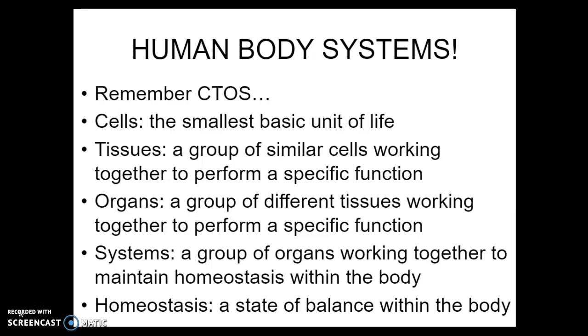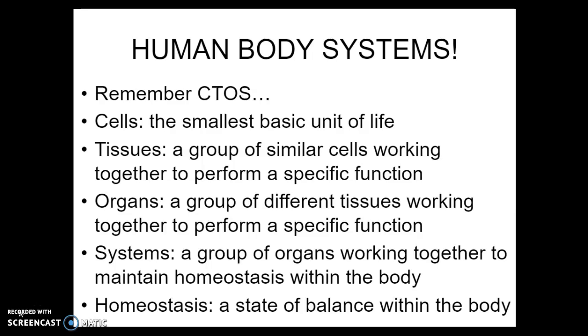So as a reminder, we need to think back about CTOS. That's just the way our human body is structured. Cells are going to be the smallest basic unit we have. They work together to form tissues. Tissues will perform a specific function. Different types of tissues will form an organ. That organ has a specific function, and it is one of many organs in a larger system, such as the digestive system or the skeletal system, that work together to maintain homeostasis within the body.